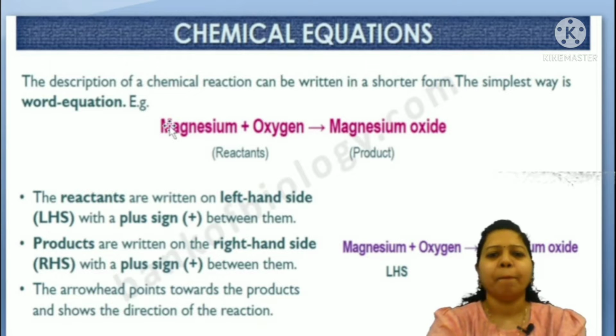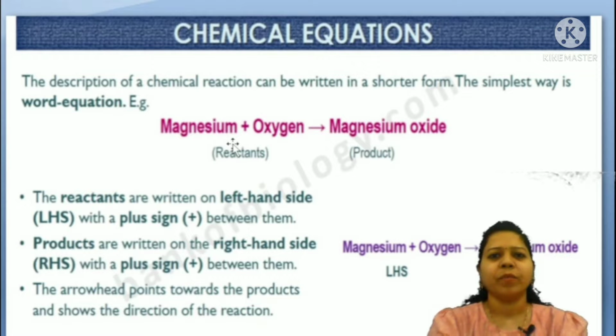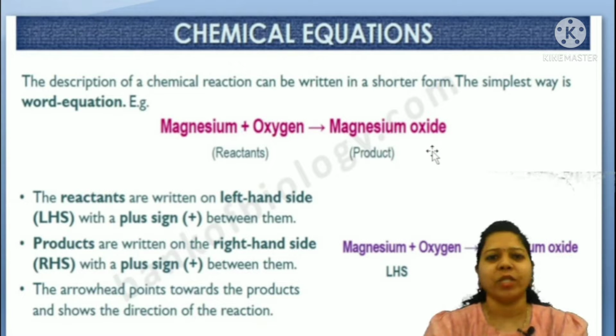For example, magnesium when reacting with oxygen gives magnesium oxide. We are writing this chemical reaction in the form of words. We are not using symbols here. Magnesium plus oxygen gives magnesium oxide. Like that we are writing reactants and products. This form of equation is known as a word equation.